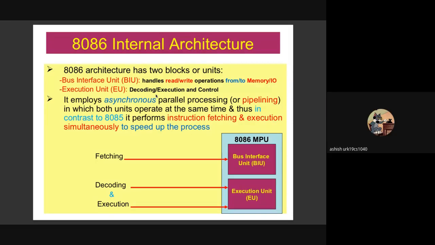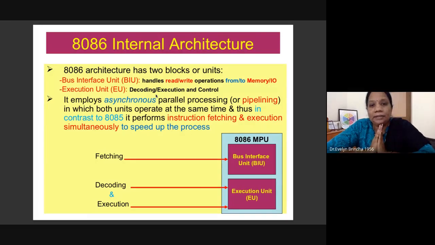So 8086 can be majorly divided into 2 blocks. The whole architecture can be divided into 2 blocks. Suppose this is your 8086, I can divide it into these 2 pink blocks. One block is called the bus interface unit, in short BIU, and the second block is called the execution unit, EU. So your entire architecture can be divided into these 2 blocks.